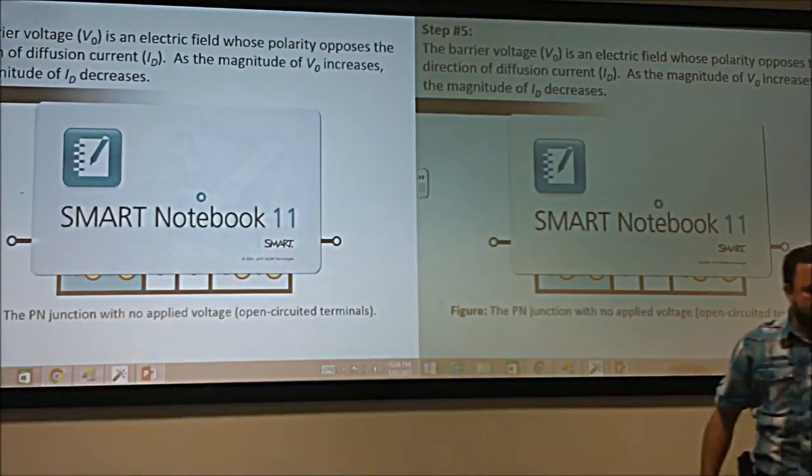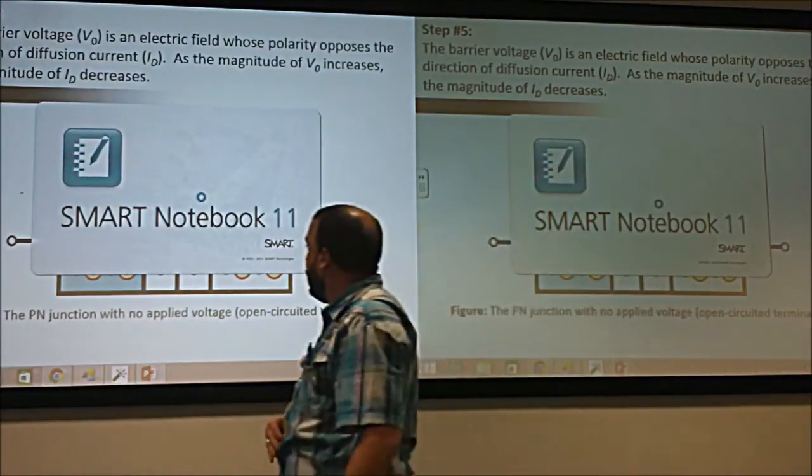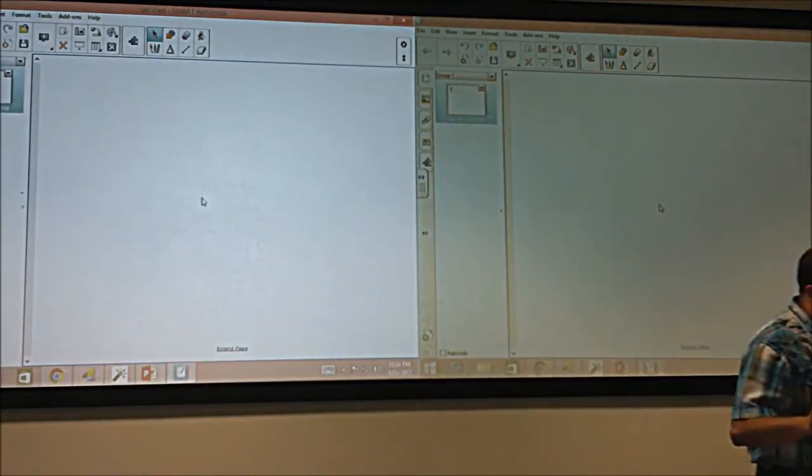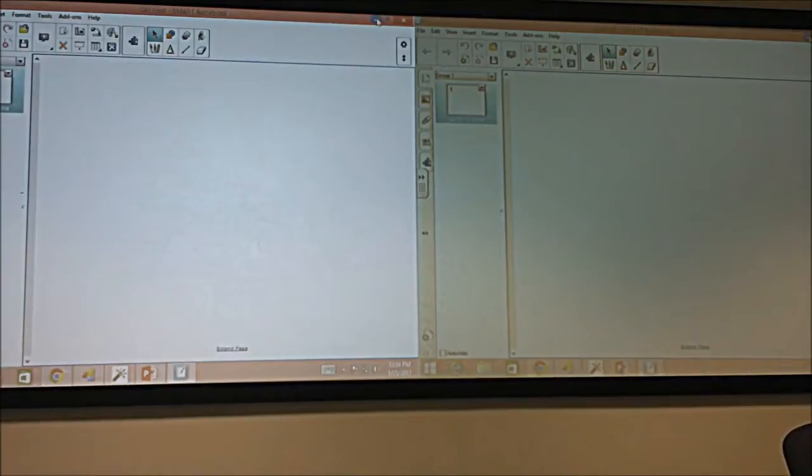What do we mean by depletion region? Depletion, from the word deplete. Deplete means empty. Empty, empty. Okay?